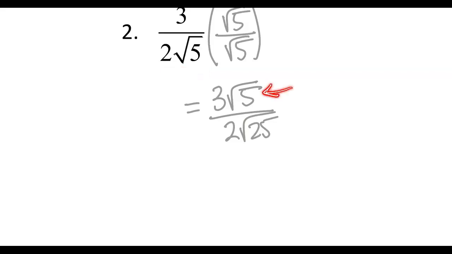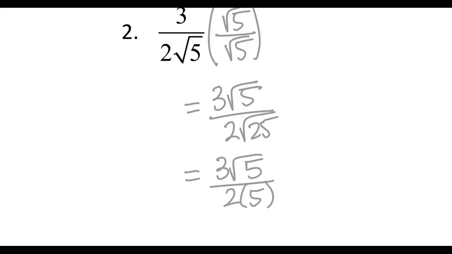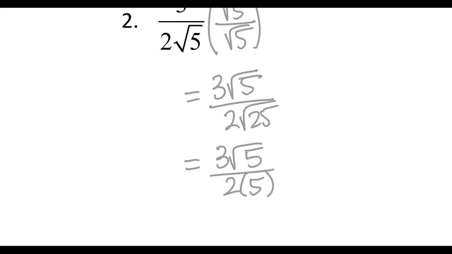Can you simplify the square root of 5? No. You can simplify the square root of 25, though. The square root of 25, oh my gosh, it's the worst square root I've ever made. Square root of 5 over 2 times 5, because the square root of 25 is just 5.